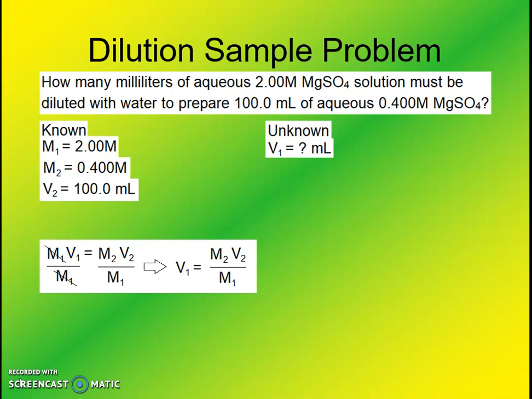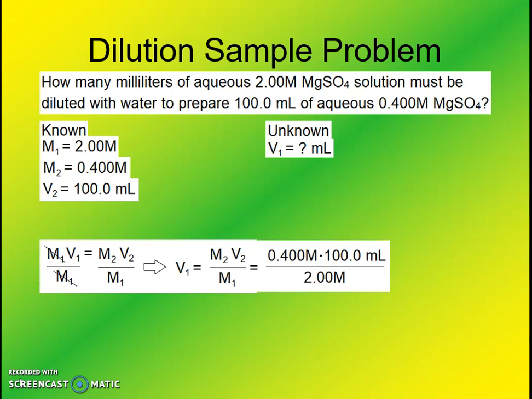Now I can substitute my variables into the equation. I take my 0.4 molar solution times the 100 milliliters of solution that I want, divided by the 2 molar solution that I started with, and I find that I need 20 milliliters of my original solution. So I would take 20 milliliters of that original 2 molar stock solution, then add 80 milliliters of water to dilute it down, and that would leave me with 100 milliliters of my 0.4 molar magnesium sulfate solution.